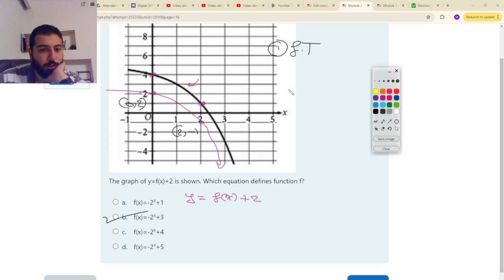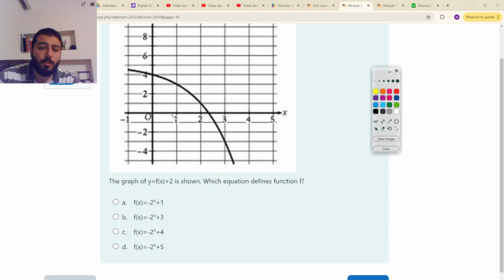If you want to make sure, you can check the next point, which is 2 and negative 1. Put here 2. 2 squared is 4. With a negative, it's negative 4 plus 3. That is negative 1. All the rest will be wrong. Okay, the other solution.